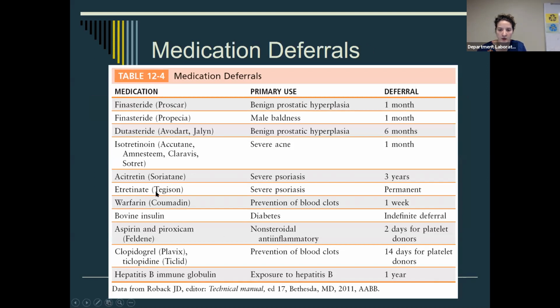Here's another list of medication deferrals. This Tegison, Soriatane, those can cause birth defects. So we would not want them to be transfused to a pregnant female.